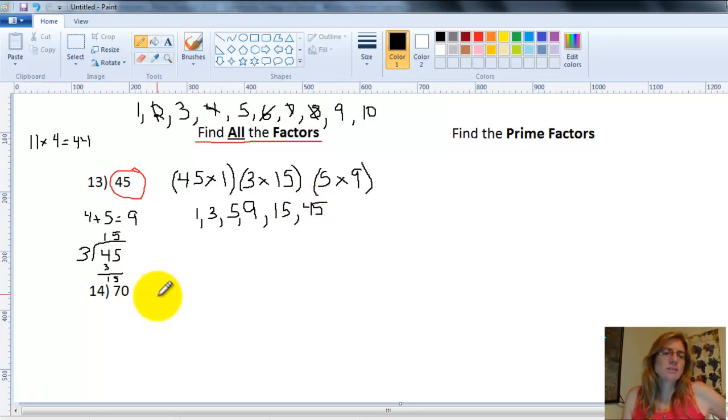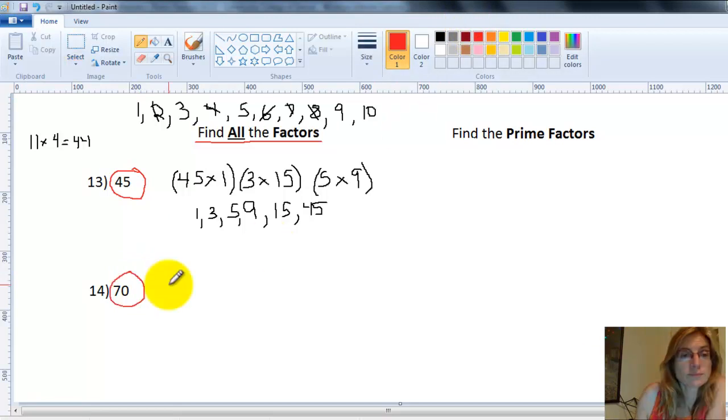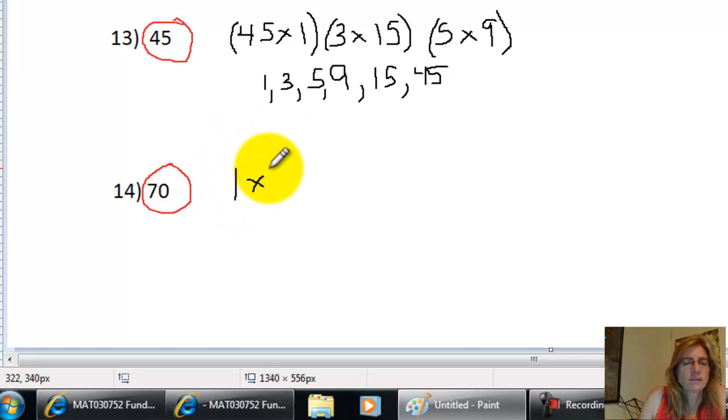Okay, so let's look at number 14, and let's get some of this stuff out of the way. So we're looking at all the factors. We're going to ask ourselves the same questions as we asked up here. You can start with 1. Does 1 go into 70? Of course 1 goes into 70. 1 times 70. There's our first set of factors.